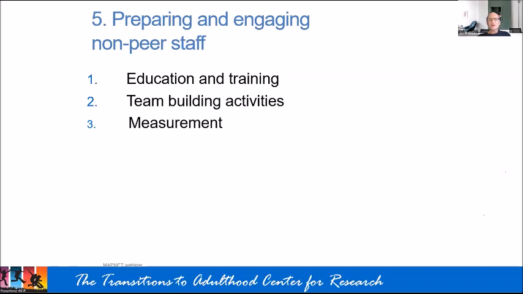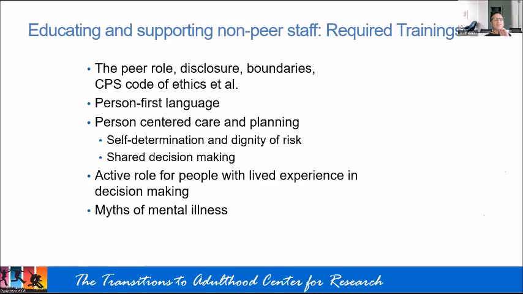All right, so we're going to finish up quickly here. Non-peer staff: education and training, team building, and outcome measurement. Next slide, please. So this is consistent, but for the peer role, again, there's usually a code of ethics that the other staff should know about. Person-first language, meaning person with schizophrenia versus schizophrenic, that's really critical to understand. Person-centered planning, self-determination and dignity of risk, shared decision-making. These we hope people would already understand, but they need to be put in there, about the active role for people with lived experience in decision making.